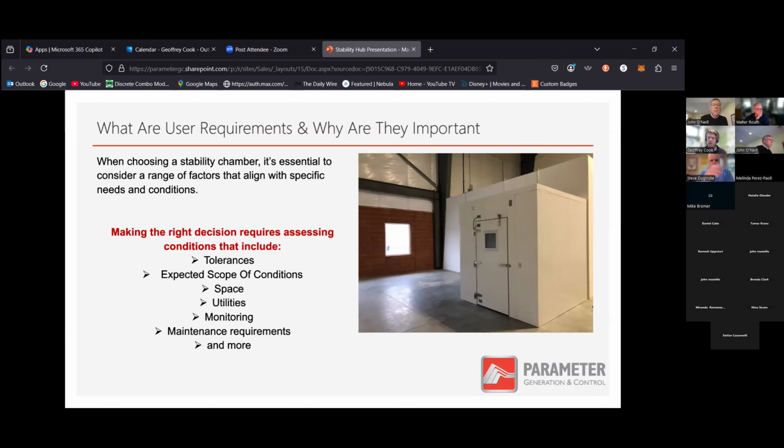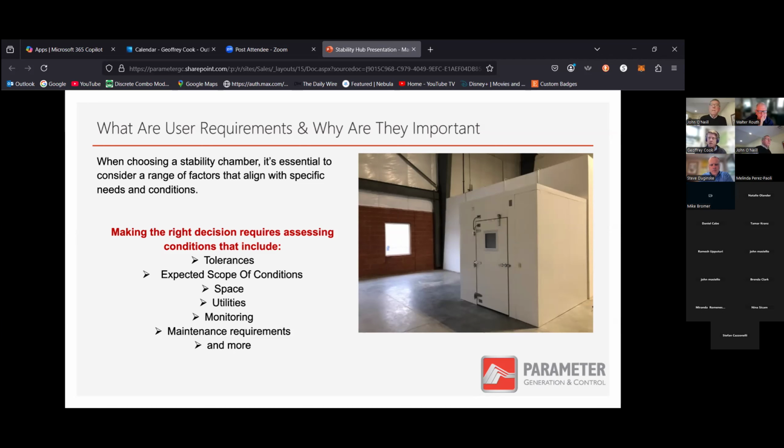Also, your ambient environment around the chamber itself can affect the type of equipment you need to meet your condition inside the chamber. Do you need just simply a bench-mounted chamber or a walk-in stability chamber? Also, renting space from various companies is an option too. So that goes into space. We will cover space more in depth further down.